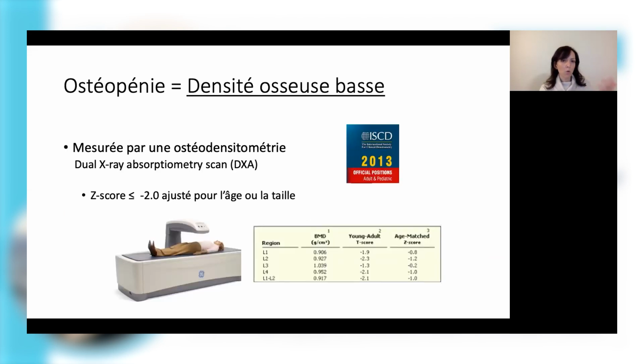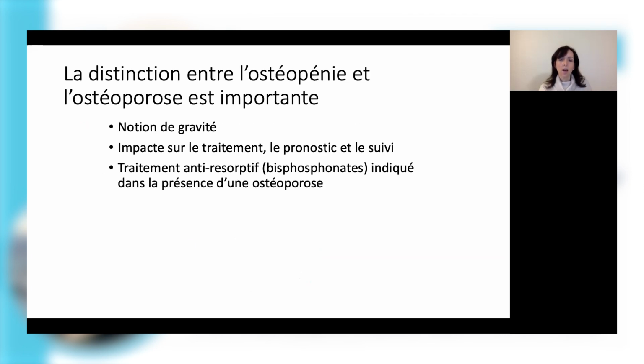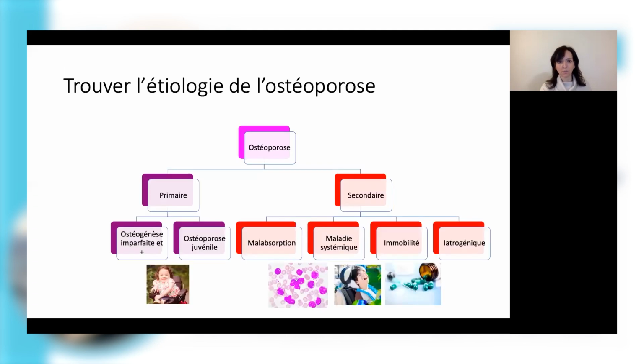So we can order a bone density when we suspect bone fragility, sure. We don't look at the T-score, we look at the Z-score, because the Z-score is age and gender matched. T-scores are really only for older adults. And why is that distinction between osteopenia? So osteopenia really just means low bone density, that's all it means. Osteoporosis means that there are significant fractures. And why is that important? Because we will only treat children for osteoporosis if they have osteoporosis. There's no indication to treat them for osteopenia alone.